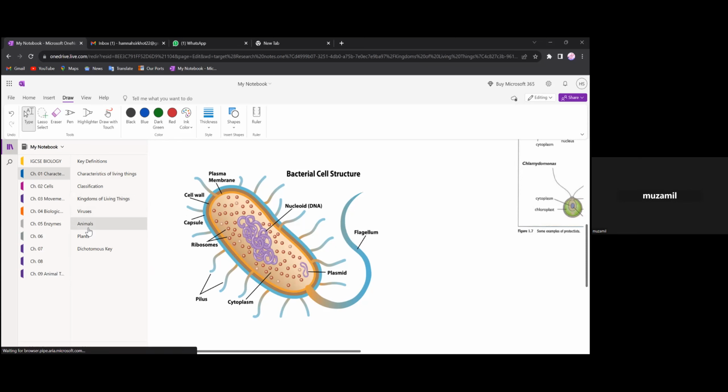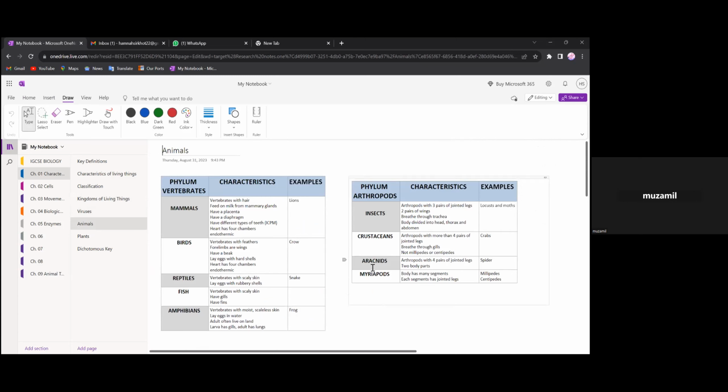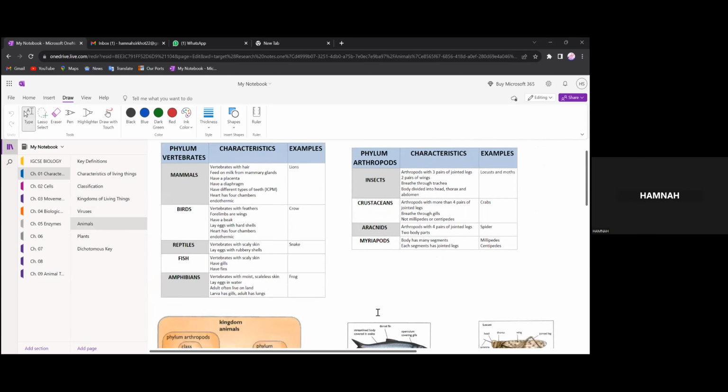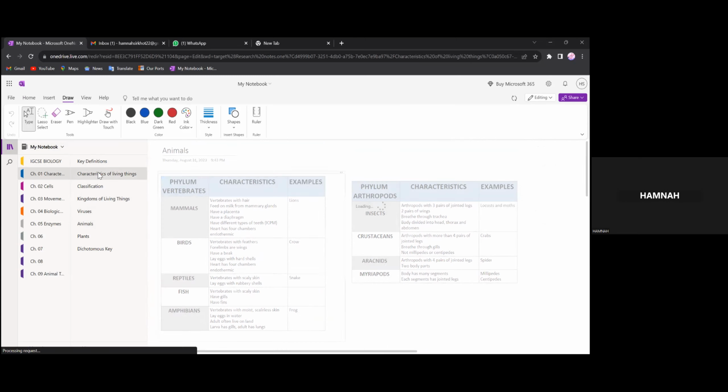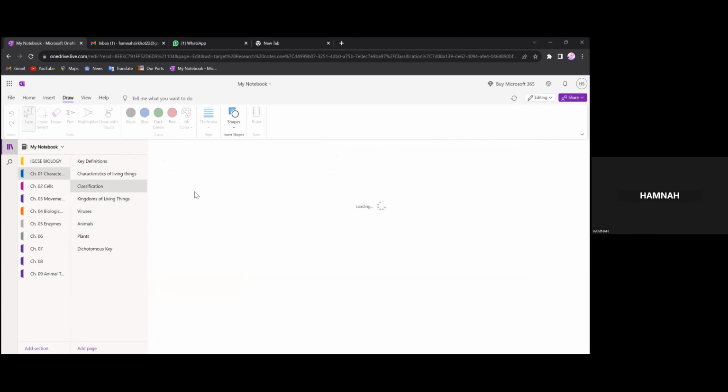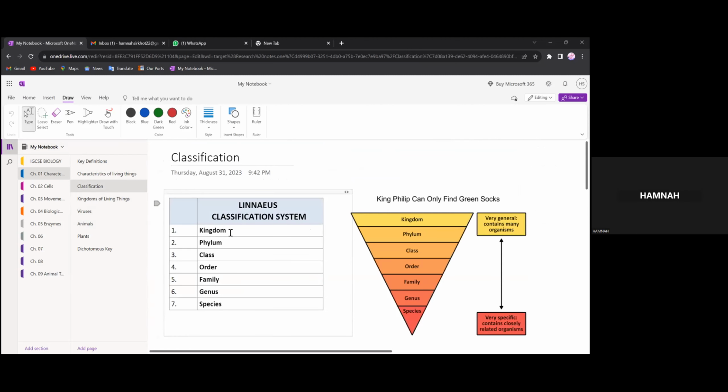Okay. Now, coming to animals. Now, these are the two phylums. Do you know how many other phylums are in animals? The animal kingdom has many other phylums as well. You know how we studied kingdom, phylum, class, order, family, genus, species? I also need you to memorize this: kingdom, phylum, class, order, family, genus, species.